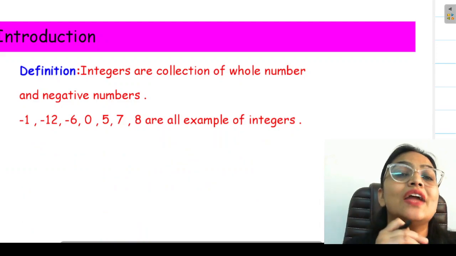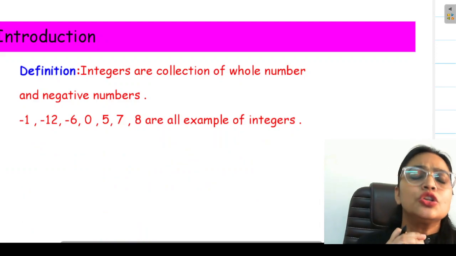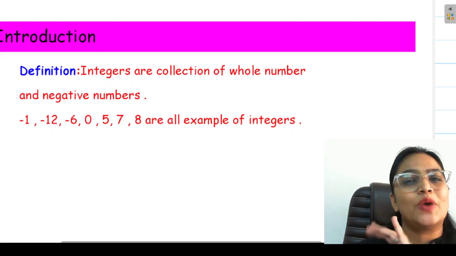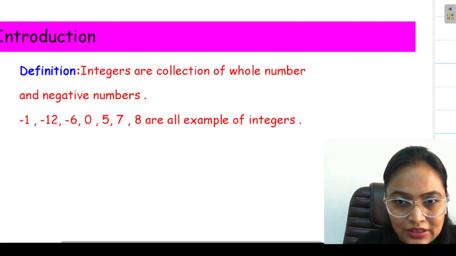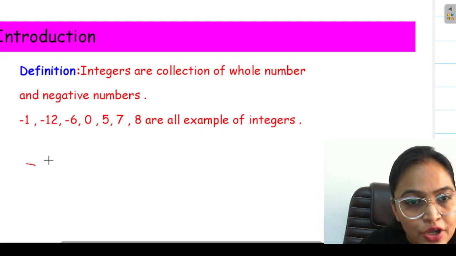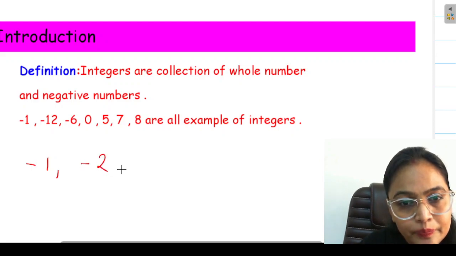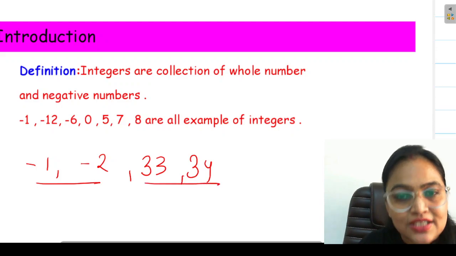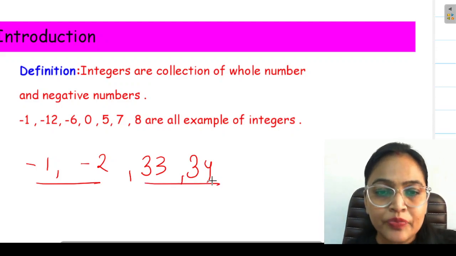Now before going to representation of integers on a number line, we'll see what are the real life examples of integers. So the best example is temperature. We always say that यहाँ का temperature -1 है, -2 है, या फिर 4 है, या 5 है, या 33 है, 34 है, right? So all these are what? Integers. These are the negative integers. These are the positive integers. ठीक है? हो गई बात.